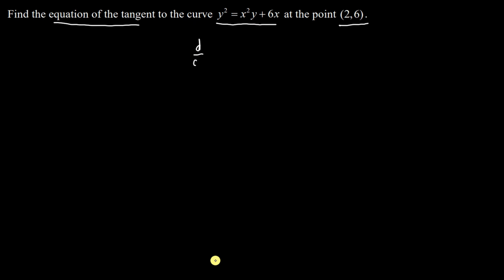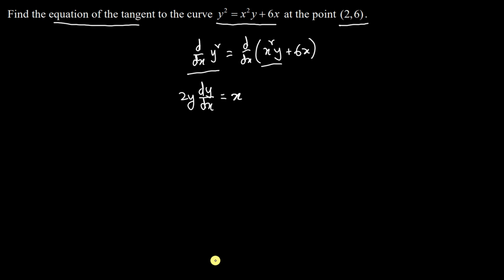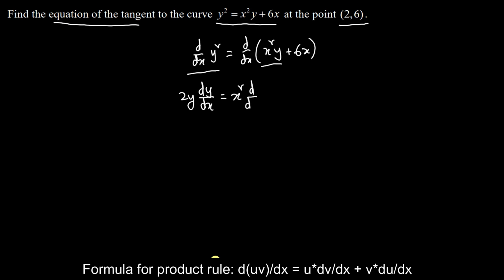We can write the expression like this: dy by dx of y square, and on the right side also we apply dy by dx of x square y plus 6x. On the left side we have to apply the chain rule, which gives 2y dy by dx. On the right side, for the first part, we apply the product rule: x square dy by dx of y, plus y into dy by dx of x square. And for 6x we write dy by dx of 6x.